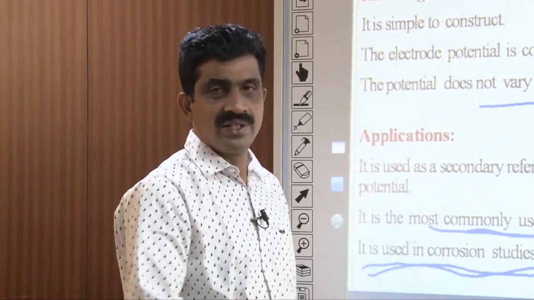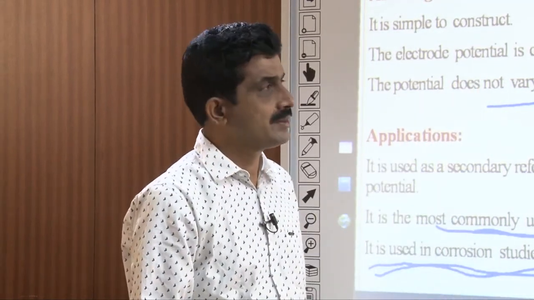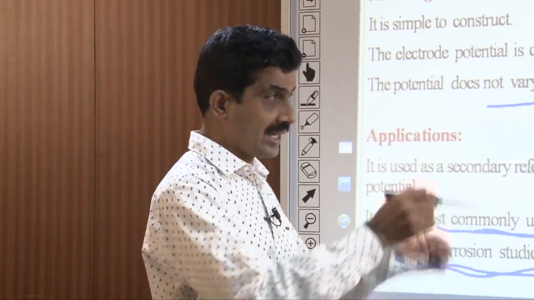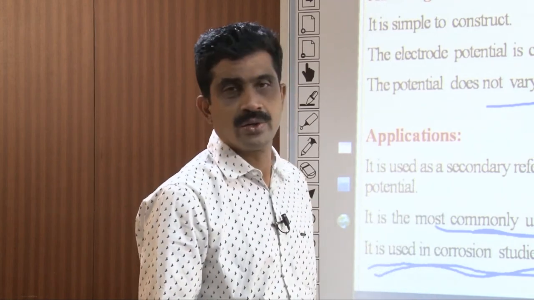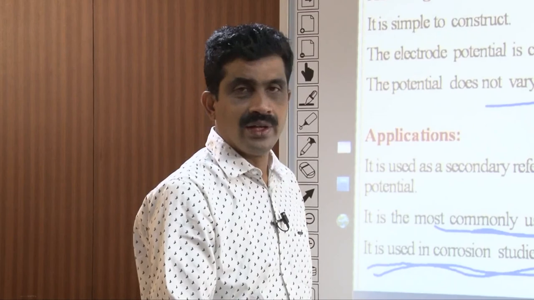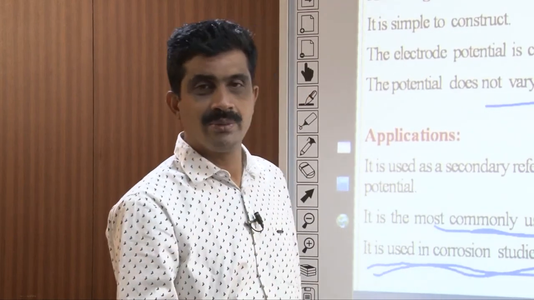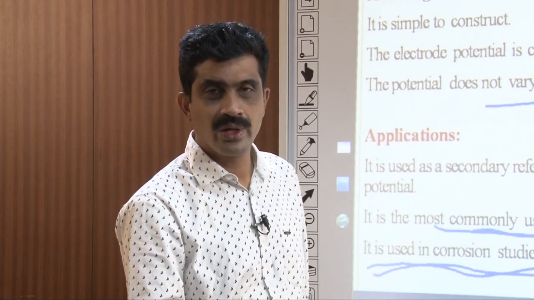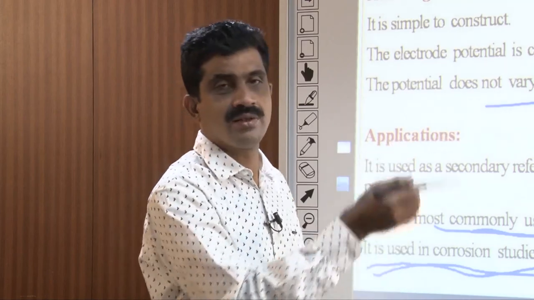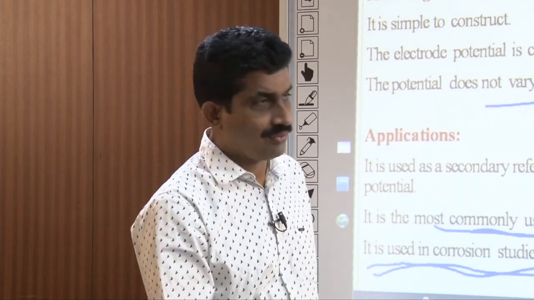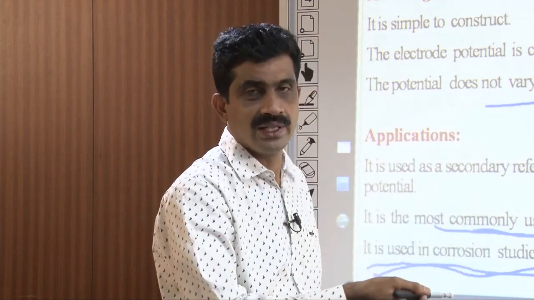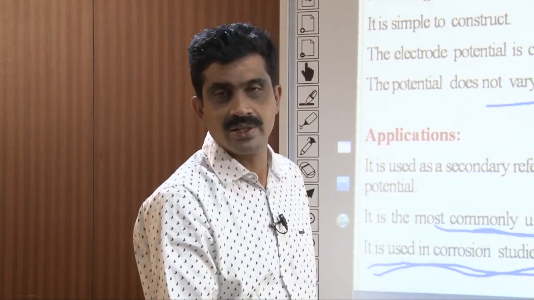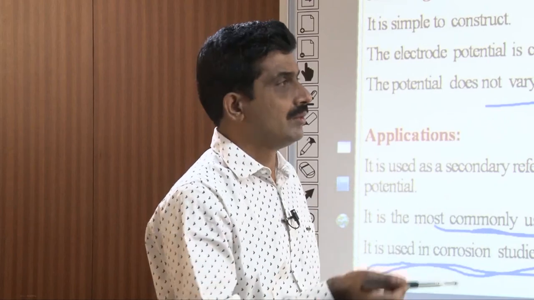And we have discussed the construction and working principle of the standard hydrogen electrode, how it operates, and what the reactions of the standard hydrogen electrode are when it acts as anode or cathode. Then how the potential values of other electrodes are determined with respect to the standard hydrogen electrode, and what the advantages and limitations of the standard hydrogen electrode are. Construction is difficult, maintenance is also difficult, and platinum gets poisoned. Those are the disadvantages or limitations of the standard hydrogen electrode.